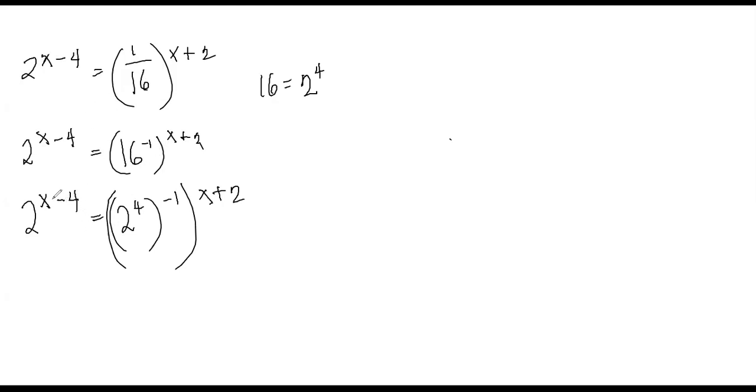So, we have 2 raised to x minus 4 equals 2 raised to 4 raised to negative 1 raised to x plus 2. Okay, and then next step is to simplify or apply laws of exponent if possible. Itong left side ng equation natin ay hindi na kinakailangan ng simplification, but itong kabila ay medyo complex. So, isa-isahin natin. 2 raised to 4 raised to negative 1.